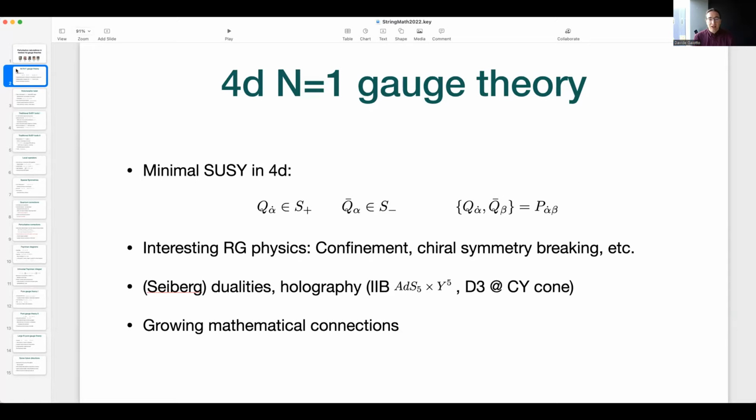Finally, they also provide a lot of examples of holography, as there is a vast family of type IIB string theory backgrounds, such as AdS5 times Sasaki-Einstein, which have holographic duals that are quiver N=1 gauge theories. But the reason I'm going to talk about these theories at String Math is because I believe that recent mathematical progress gives us the chance for some non-trivial cross-fertilization between mathematics and physics in this topic, in the same way as it has happened in other numbers of dimensions or numbers of supersymmetries.